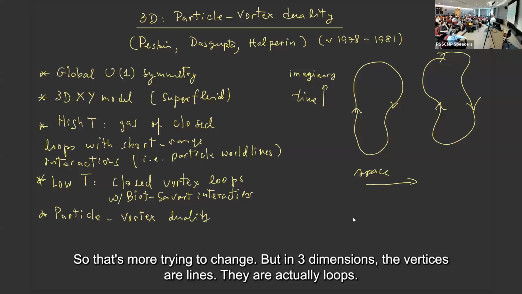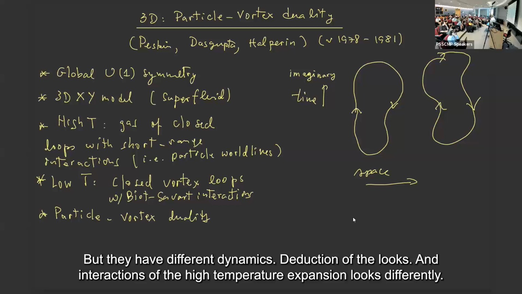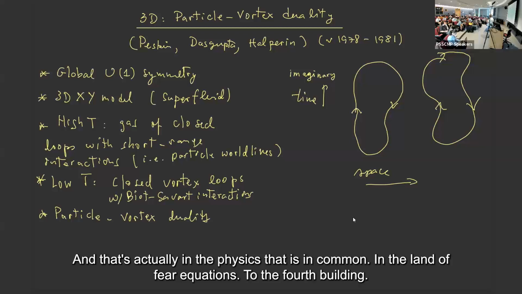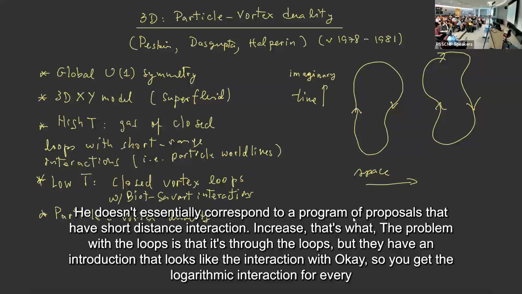But they have different energetics. The interactions of the loops and the interactions of the high temperature expansion loops are different. In the high temperature expansion, the only weight that you need to add is basically the cost of the loop per unit length, plus some repulsion at short distances, because there are restrictions about what happens at short distances. And that's actually the physics that is encoded in the Landau theory of phase transitions. It's the phi to the fourth theory that essentially corresponds to a problem of bosons that have short distance interaction. So that's what the phi to the fourth term does.